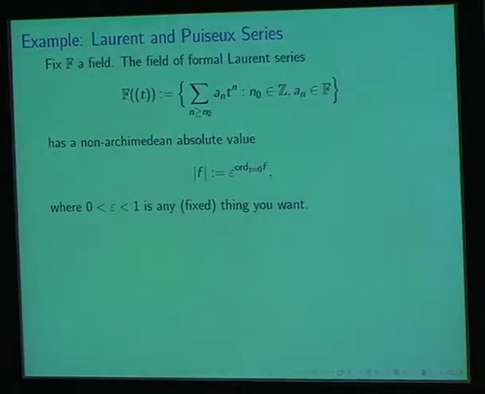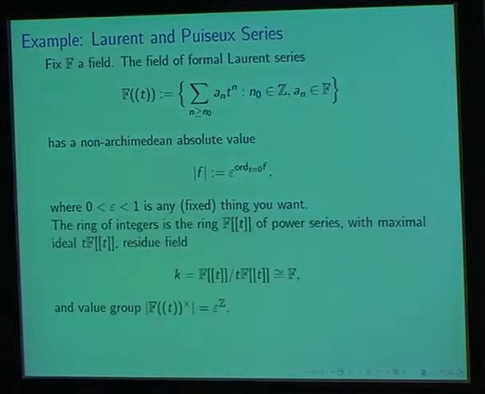So fix your favorite real number epsilon between 0 and 1, say 1/2, for example, and just take 1/2 raised to the power of the order of zero. So if you have a formal Laurent series that doesn't actually start until the t to the 10th term, then the absolute value is 1/2 to the 10th. So it's very small. On the other hand, if you had a pole and it starts with the negative 10th power, then your absolute value would be 2 to the 10th, which is relatively large. So if you have a pole, you're big. If you have a zero, you're small. And again, it's easy to check that that's a non-Archimedean absolute value and that the Laurent series field is complete with respect to that.